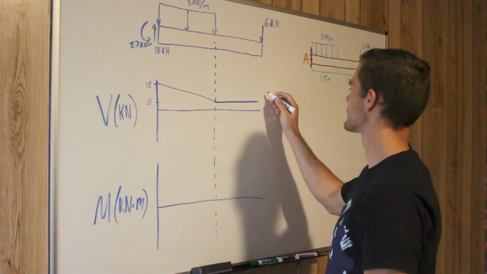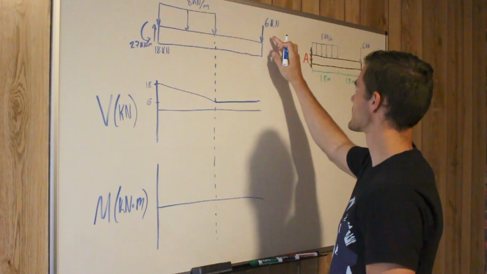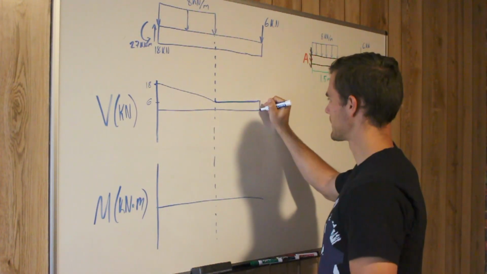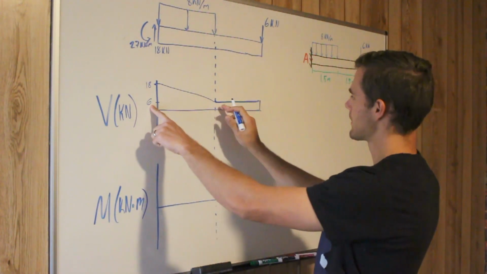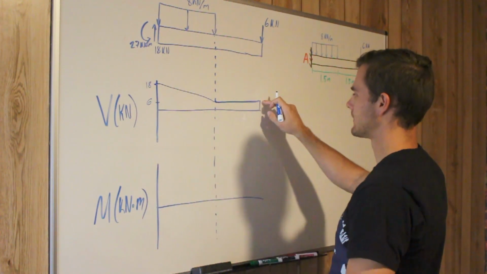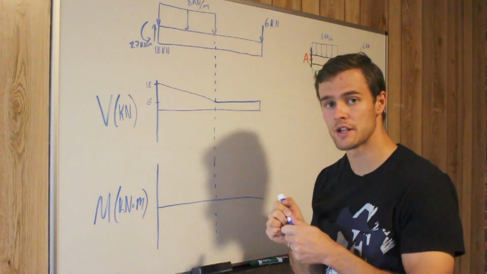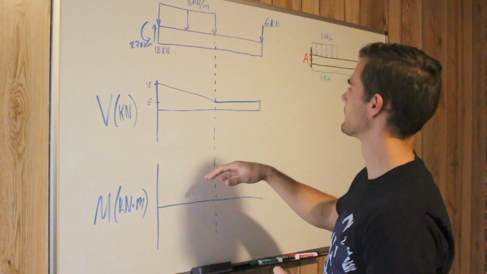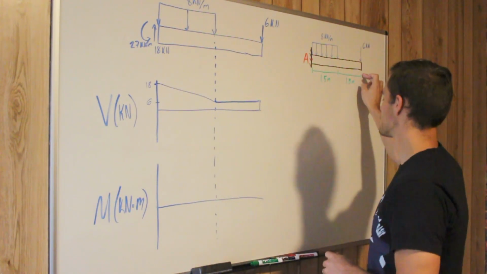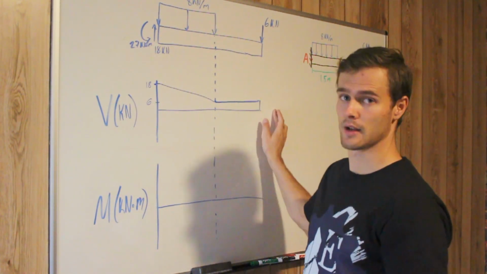line across that. Nothing's going to change until we get to our 6 kilonewtons, and it's going to drop it down back to 0. We were at 6 right here, and we dropped down to 0, and that's one indication that we have done it right, because at this end there's no support reaction, so it's got to end back up at 0.